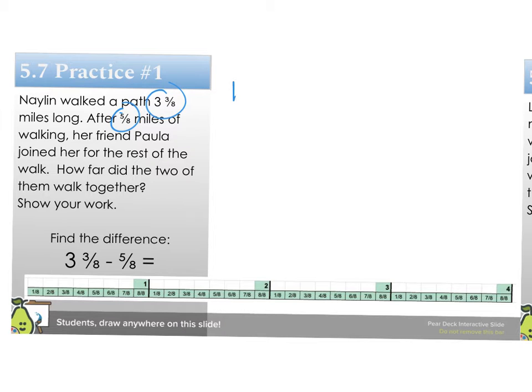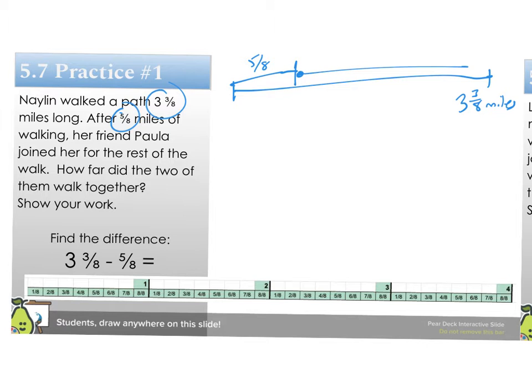So we know that the entire walk is 3 and 3/8 miles. After just a short time of 5/8, the friend joined. We want to know how far it is from here to the end of the hike. To do that, we're going to have to take 3 and 3/8 and subtract 5/8. You can use the number line here, starting at the 3 and 3/8, which is here, and subtract 5/8.